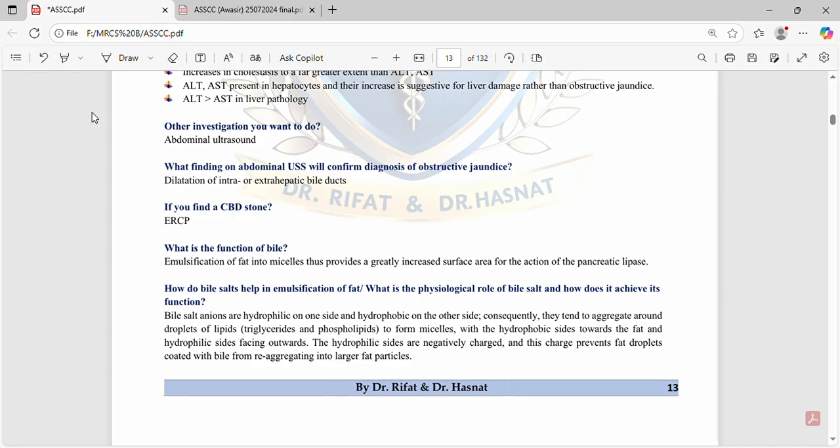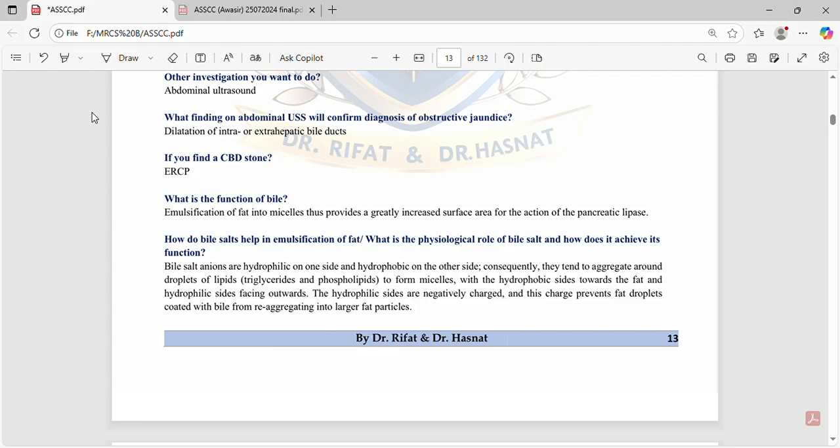So, what findings on abdominal ultrasound will confirm diagnosis of obstructive jaundice? Dilatation of intra- and extrahepatic bile ducts. If you find a CBD stone, go for ERCP always.